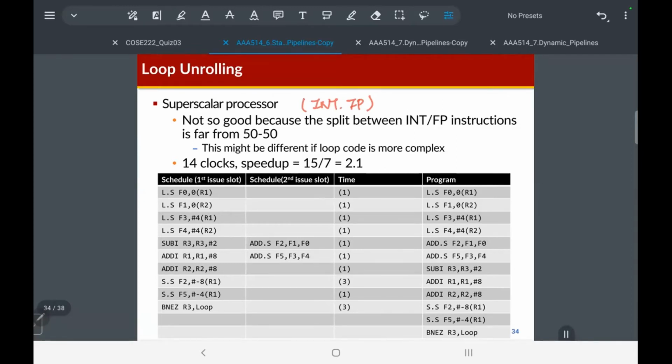If we apply the loop unrolling, we can use more load instructions, but those instructions should be handled by integer pipelines. Also, we can use this integer and floating point pair. So find another pair, add I and add S instructions. So if we apply the loop unrolling, then we can also calculate the speedup by this loop unrolling.